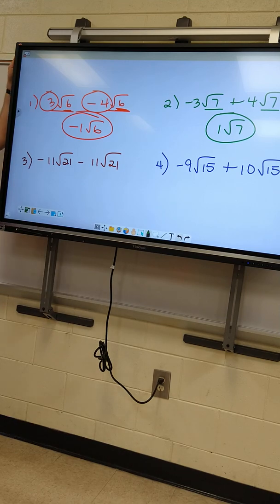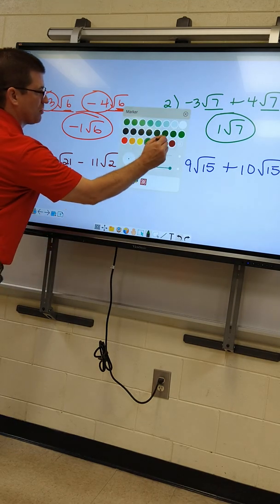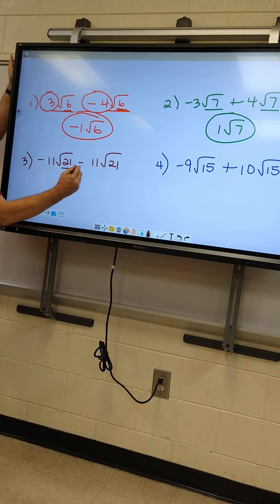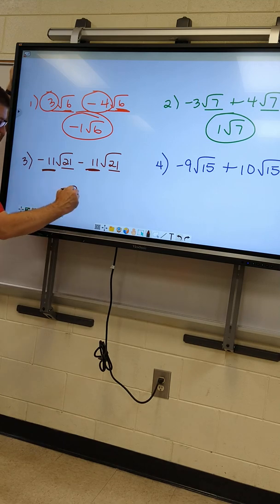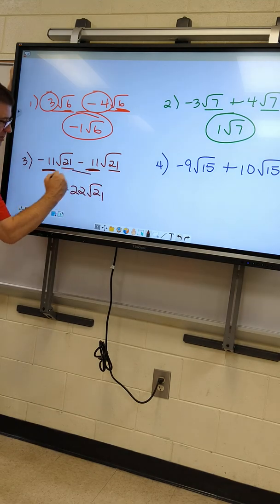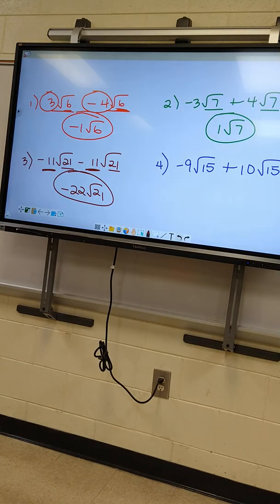All right, so JT, you got your calculator? Yes, sir. All right, probably going to need it for the next one. So these are the same. So I add them up. Negative 11 plus negative 11. Negative 22. JT says negative 22. All right, good. You guys do 4, 5, 6, and 7 the same way. Think y'all got it? And then we'll check them.